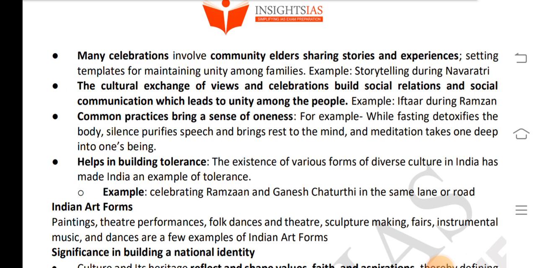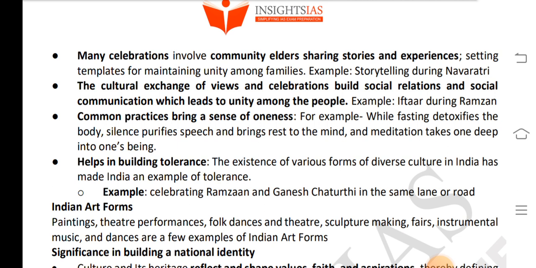Festivals contribute immensely to the feeling of social cohesion. For example, gift distribution during Diwali, Ramzan and Christmas. Many celebrations involve community elders sharing stories and experiences, setting examples for maintaining unity among families. Example: storytelling during Navratri, a cultural exchange of views at the celebrations, builds social relations and social communication, which leads to unity among the people.